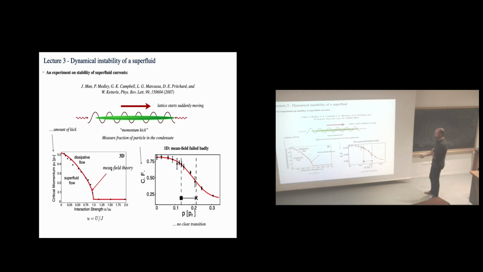That's for a 3D optical lattice, so this is really the full 3D thing. They just kick it in one direction and check if it survives. And this beautifully matches the Gross-Pitaevskii theory. The mean field theory is just this line, and the experimental points were exactly doing that.